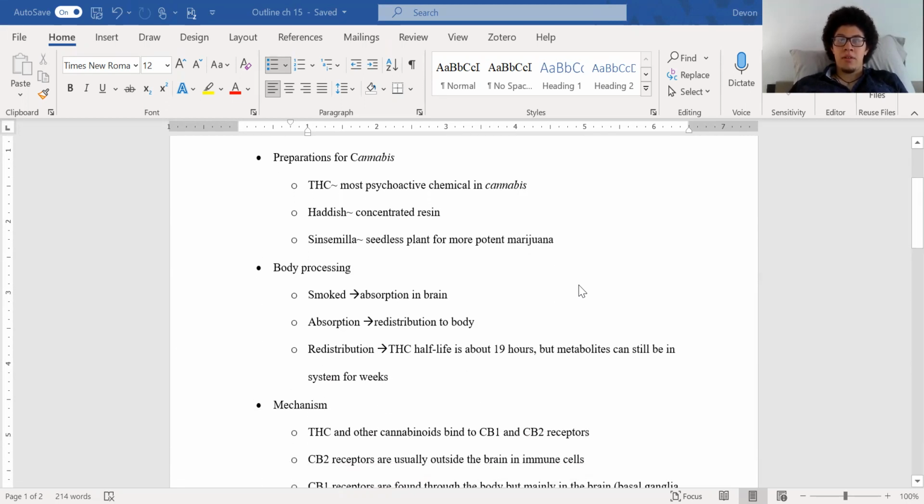Then in your body processing, if it's smoked, its absorption is rapid through the brain. Then from absorption is redistribution to the body. And this goes the same way if it gets absorbed through the stomach, through an edible, for example. Then the drug will be redistributed through the body. After redistribution, THC has a half-life of about 19 hours. However, the metabolites of THC can still be in your system for weeks to come.